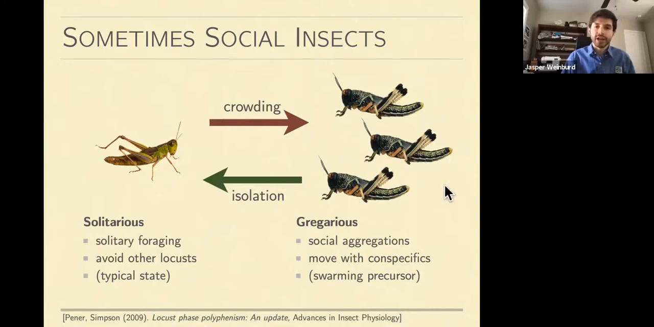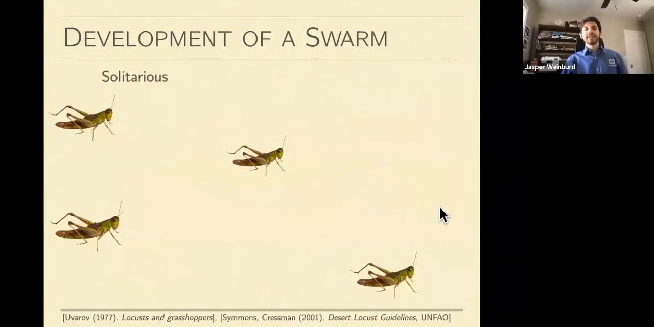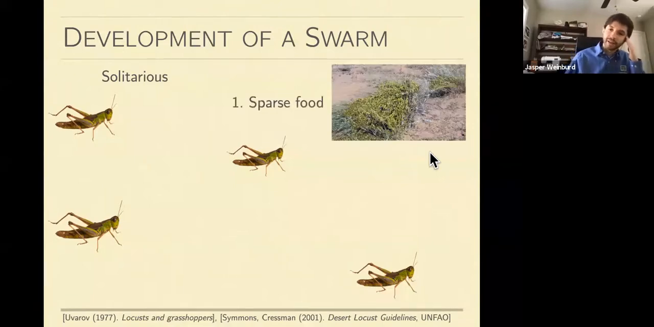So this is kind of Jekyll and Hyde, or social distancing and ignoring social distancing behavior, to locusts. So how does this play into the creation of a swarm? Well, let's say we start with four or however many solitary locusts. And for whatever reason, food in a certain year or time period is very sparse.